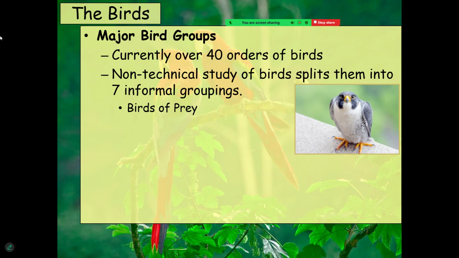The non-technical study of birds splits them into seven groupings. The birds of prey, these are your kites, your hawks, your eagles, your owls, and even your vultures. Even though vultures scavenge, they are considered birds of prey.